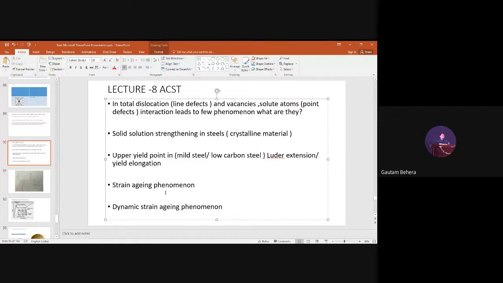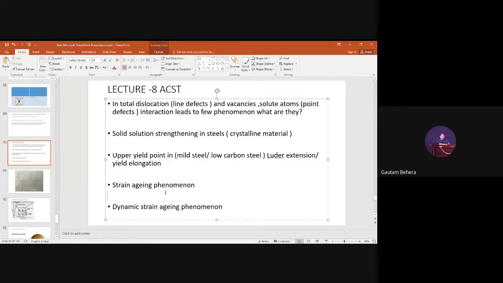Strain means, you understand, when we deform a material plastically, that is called strain actually. I am giving strain to the material. My material has undergone strain because I am deforming the material plastically. That is a strain in the material, right?